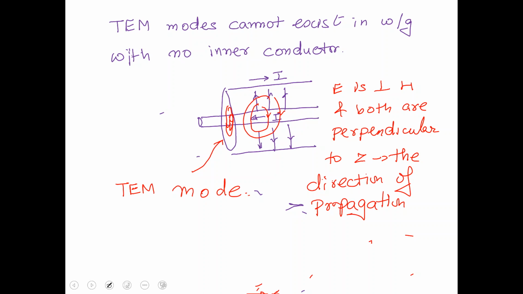So again, remember, TEM modes can only exist if there is some kind of an inner conductor present, which allows the magnetic field to loop around in the XY plane or the transverse plane, and allows you to maintain Ampere's law. Allows you to maintain that if there is a looping magnetic field, there must be an equivalent current somewhere else. Any questions on this?